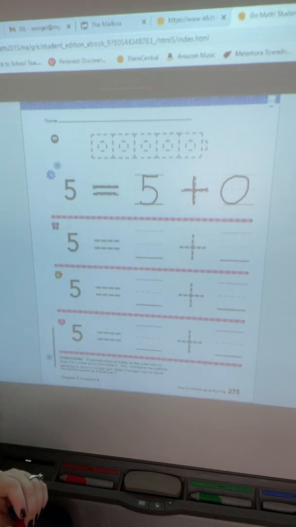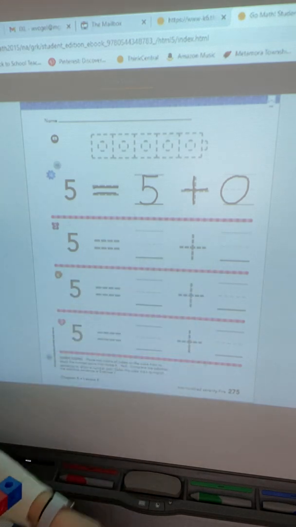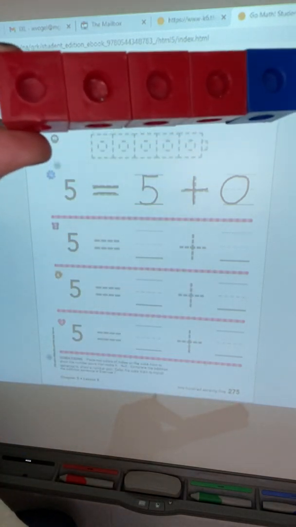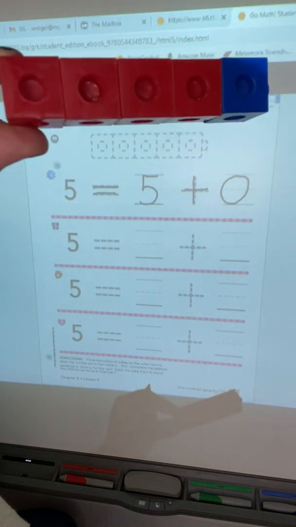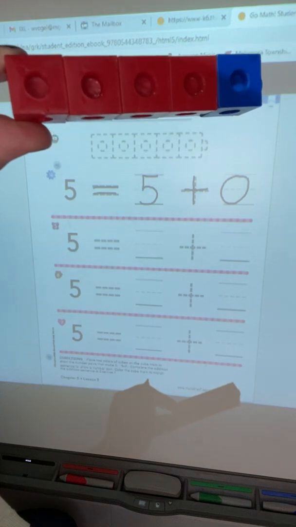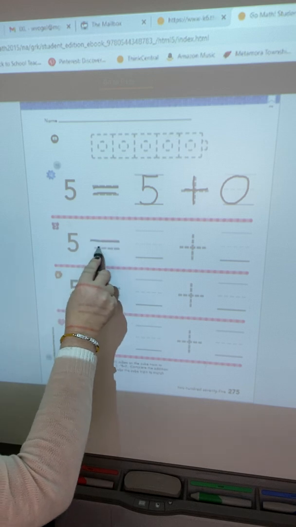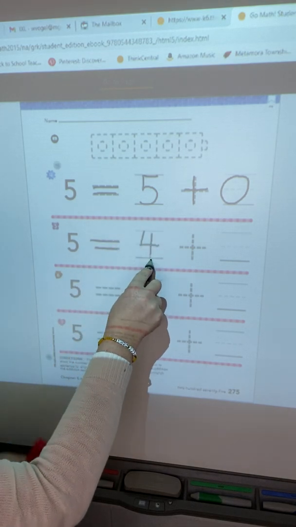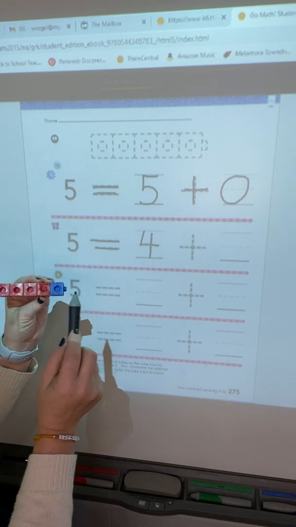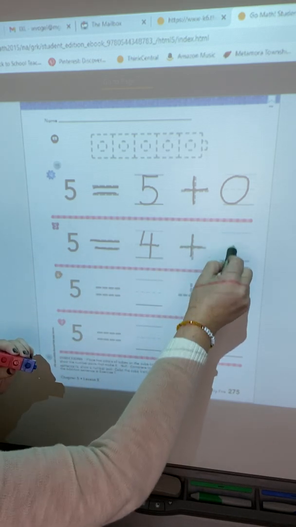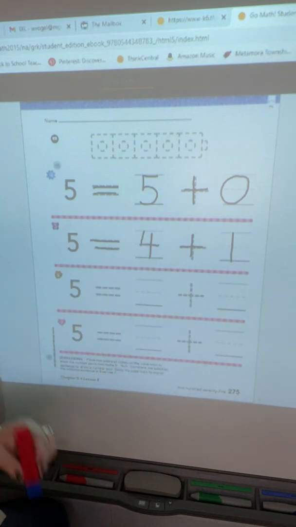So 5 is equal to 5 plus 0. Let's try another one, okay? 5 is equal to something plus something. Let's find out. What did I come up with this time? How many reds plus how many blues? How many reds do you see? 5 is equal to 4. There are 4 reds plus how many blue? Just 1. So 5 is equal to 4 plus 1.